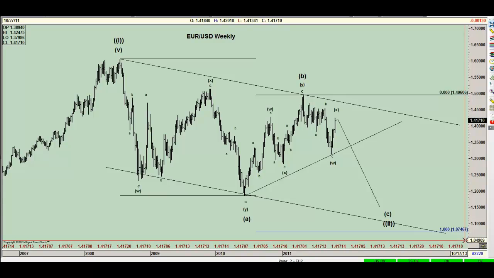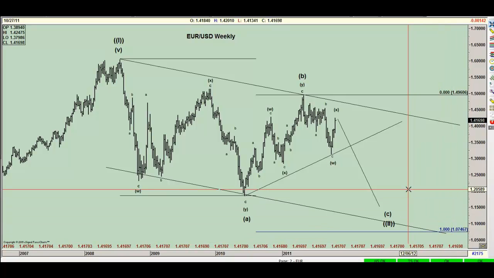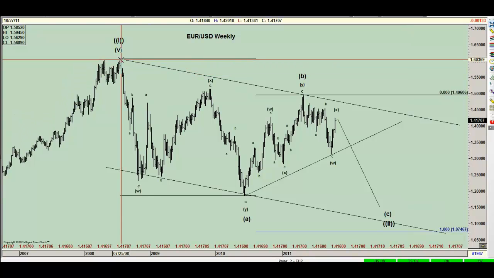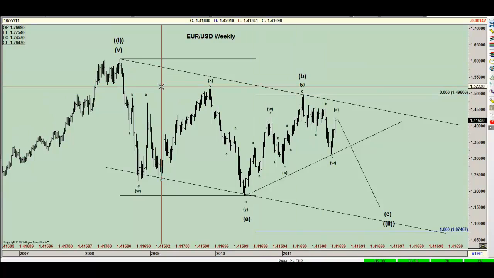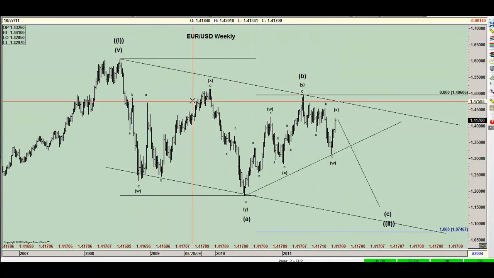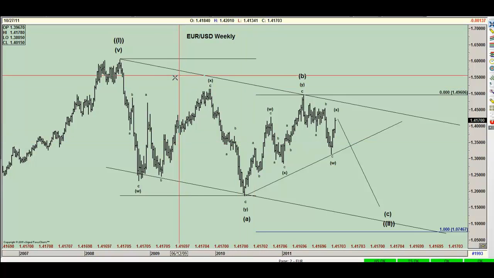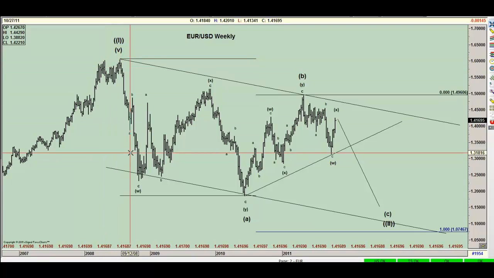I want to start the euro dollar with this thought so you guys understand where we are in the euro dollar. From this top right here on the euro dollar, you guys can see that all this movement on the euro dollar is corrective, meaning that this high is going to be taken before the lows on the euro dollar. I want you guys to understand one thing.